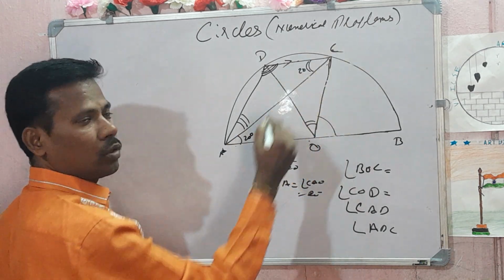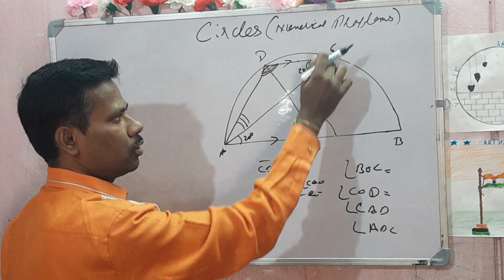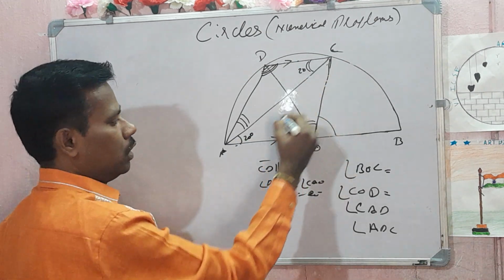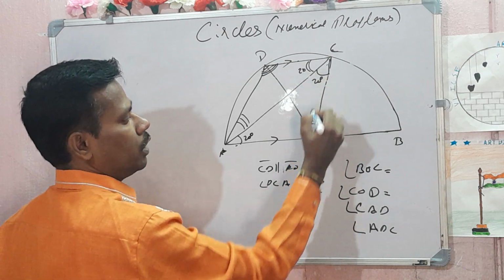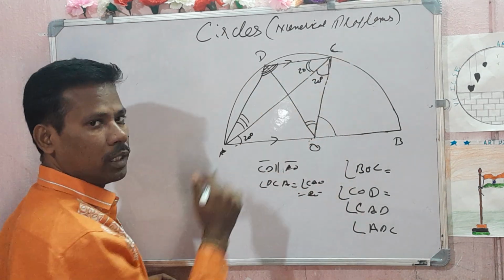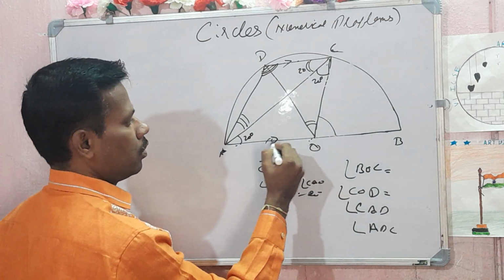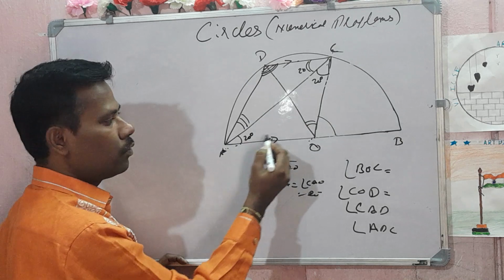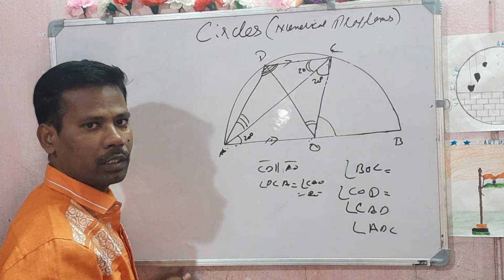OA is equal to OC. Do you agree with me? OA is equal to OC. Why? Because radii of the circle. If this is 20, this is also 20 degrees. Correct? OA is equal to OC, radii of the circle. So consider this triangle OCA. If this is 20, base angles are 20, right?